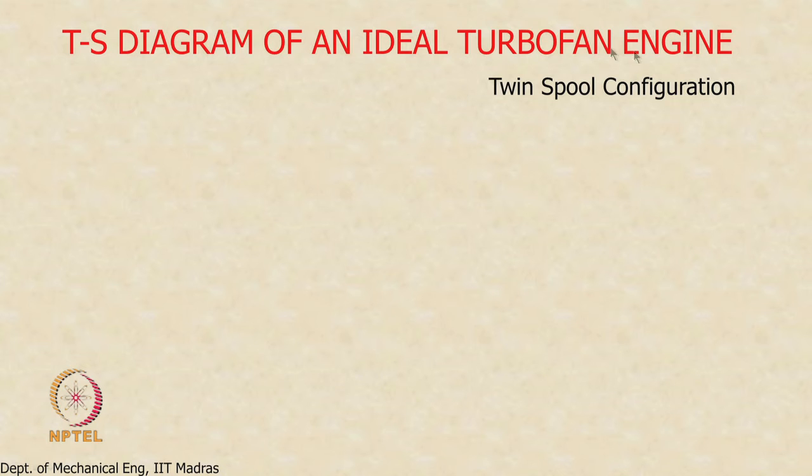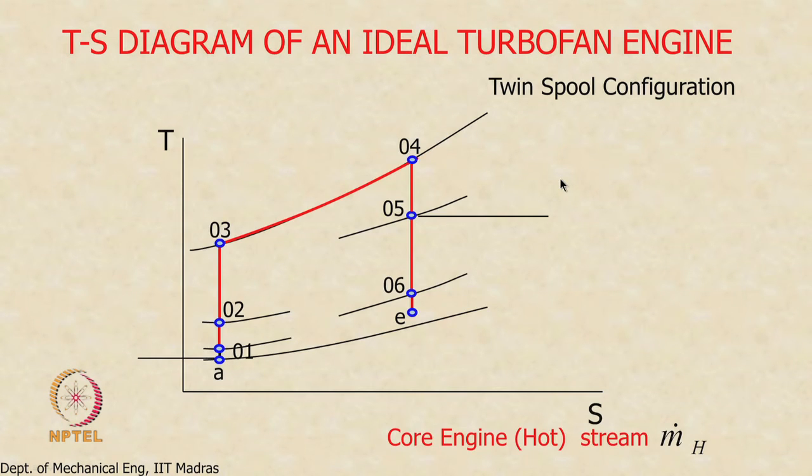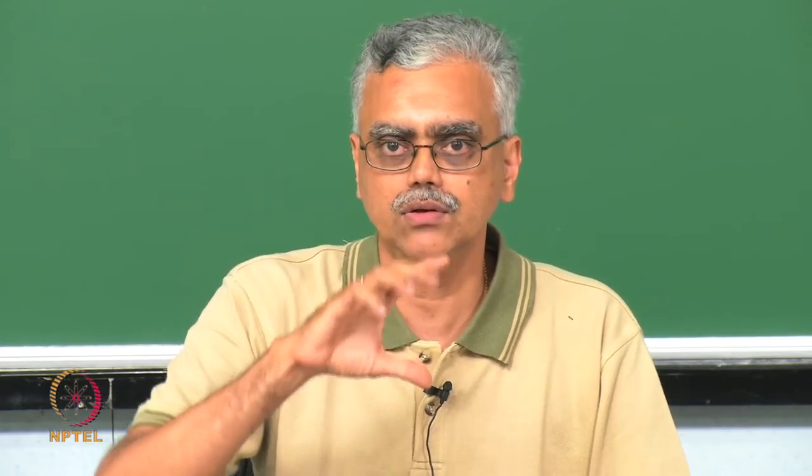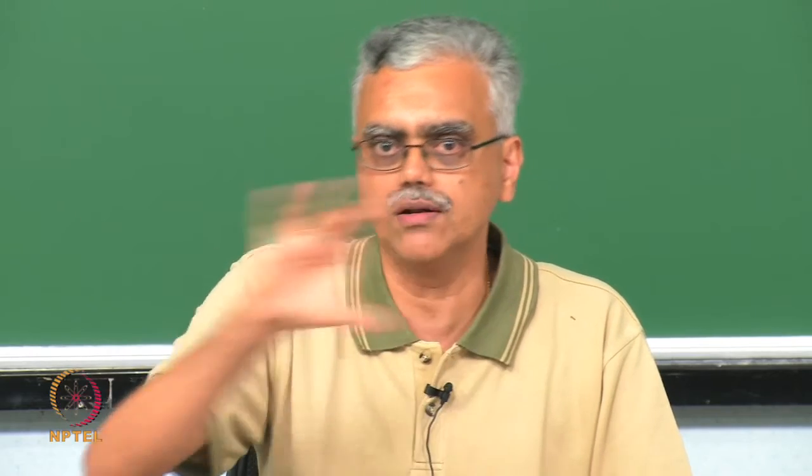So that is why it is called a twin spool configuration, and let us see what this looks like. As you can see from here, this TS diagram corresponds to the basic turbojet part of the turbofan engine. That is why I am calling this the core engine or hot stream. If you remember, the core engine or hot stream is the engine in the innermost part of the entire engine. So the turbofan or the fan bypasses the air around this core engine.